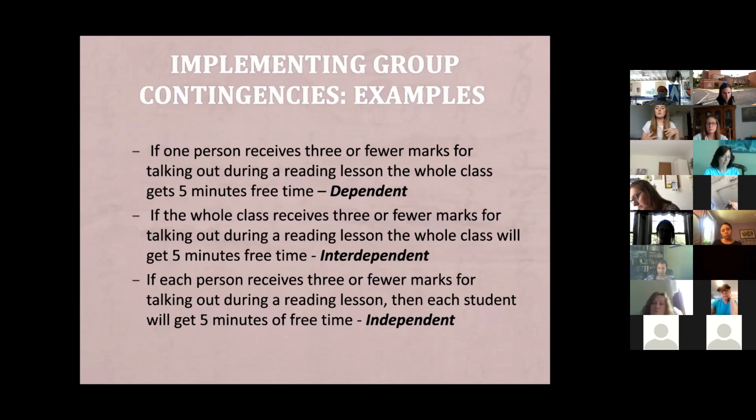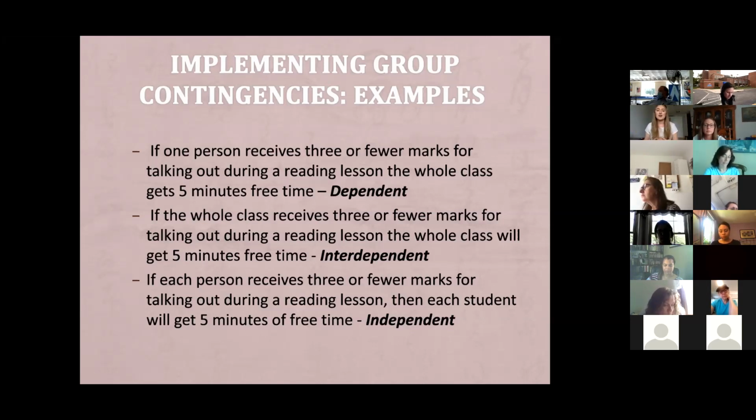So for a dependent group contingency, if one person receives 3 or fewer marks for talking out during a reading lesson, then the whole class gets 5 minutes of free time. So this is that hero procedure, the one for all. We're focusing solely on one student who has an issue with talking out during reading. Their criteria is 3 or fewer marks, and if they meet that, then the whole class gets to earn 5 minutes of free time.